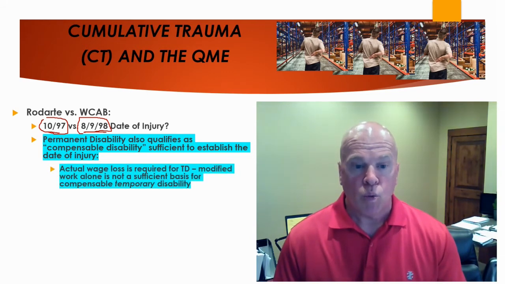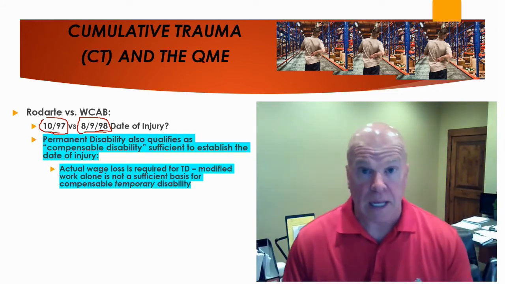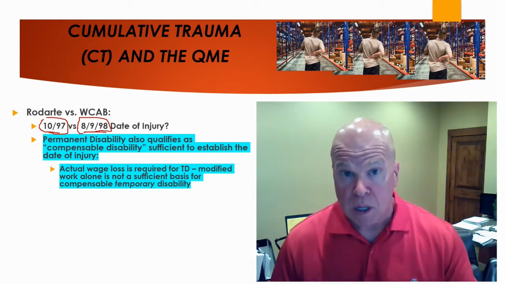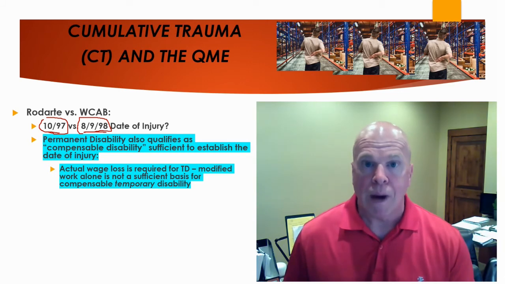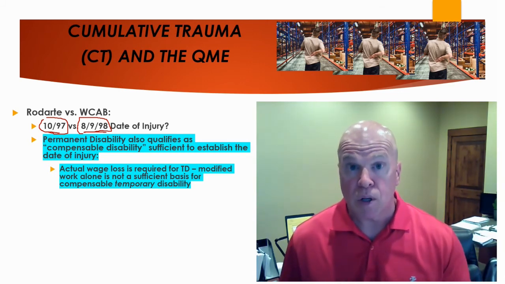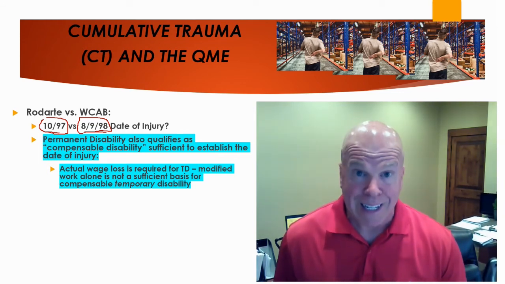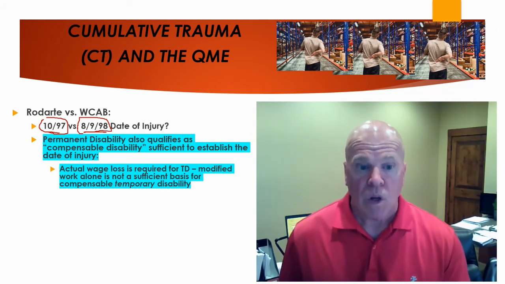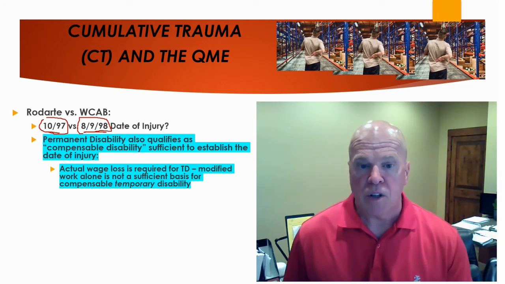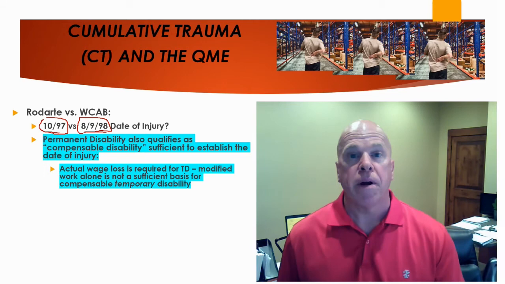But actual wage loss is required for temporary disability, temporary total disability. The WCAB told us that modified work alone, which is a partial disability, a temporary partial disability, TPD, right? We're comparing TPD here with TTD. TPD alone is not a sufficient basis to establish compensable temporary disability.